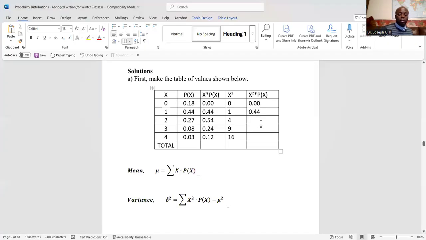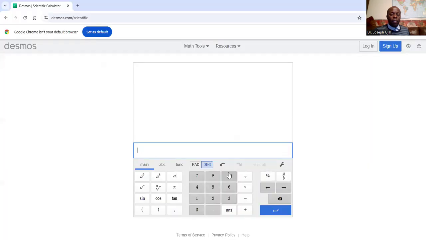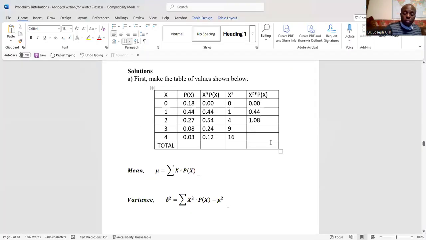1.08 for this one. And that's 9 times 0.08 here. Nine times 0.08 is 0.72.